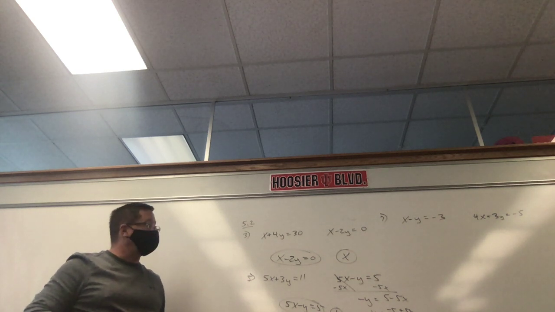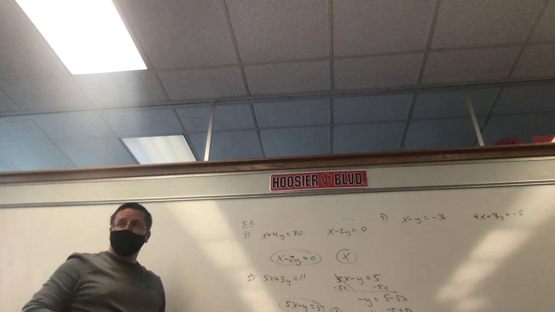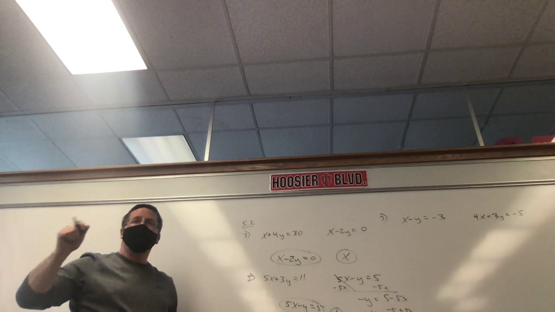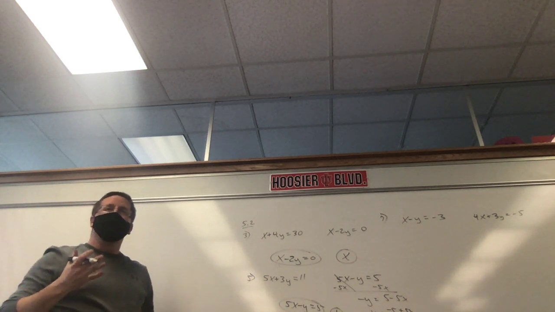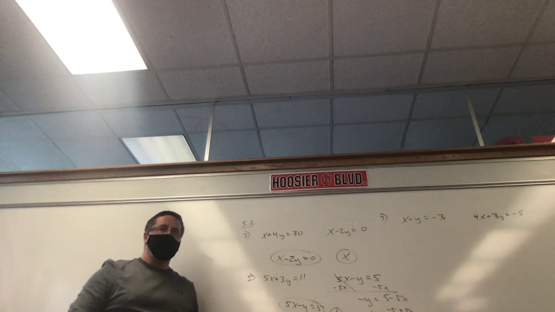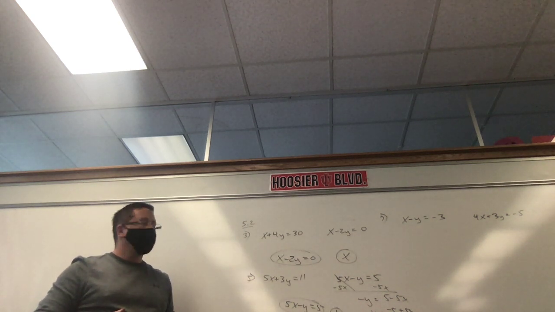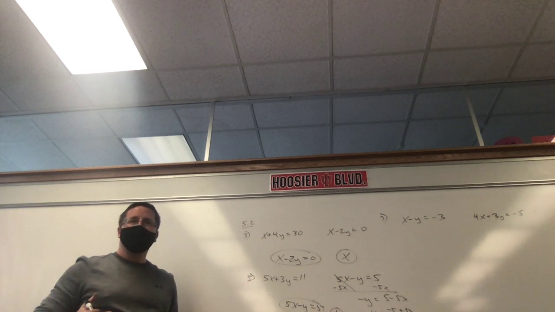How do I get x by itself? You would get rid of 3, and if you want to get x by itself, you got to get rid of 4 also. Okay, listen to what I said about 5 minutes ago. Look for just an x somewhere or just a y somewhere. Does the second one have just an x somewhere? No, it's got a 4x. Does the second one have just a y?